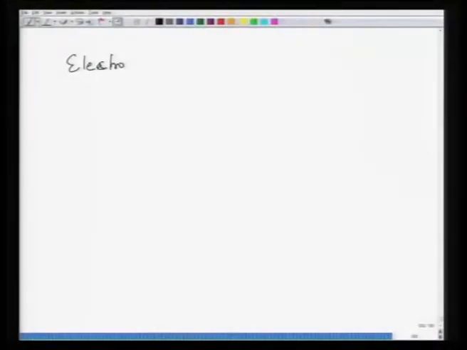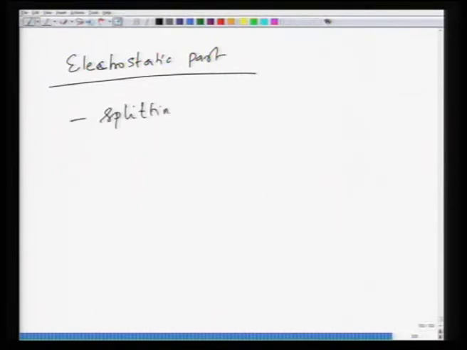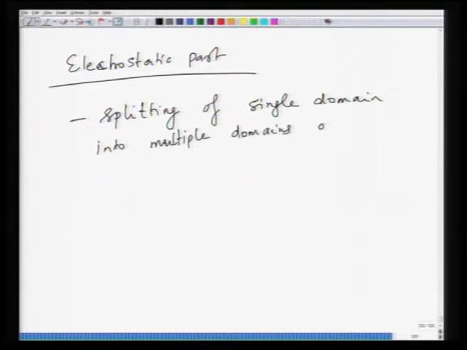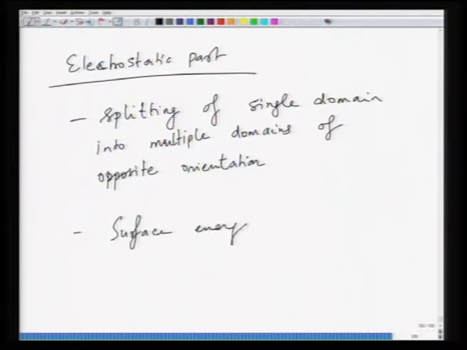So, the electrostatic part of energy minimization is basically the splitting of a single domain into multiple domains of opposite orientation, while the compensating energy is the surface energy. Okay, this is what you need to remember.